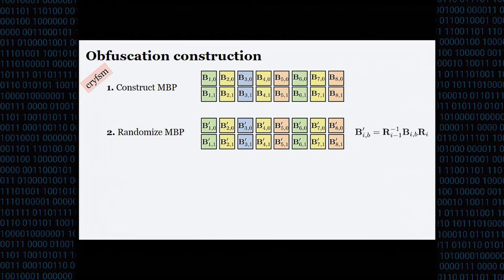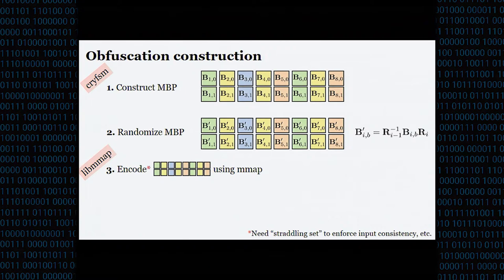We then need one step where we randomize this matrix branching program. The basic idea here is we take each matrix and multiply it by an invertible matrix such that when we evaluate and multiply all the matrices together, these invertible matrices will cancel out. And we'll get the same result as the original matrix branching program. And finally, we encode the matrix branching program using a multilinear map. And so we can do this through libmmap.